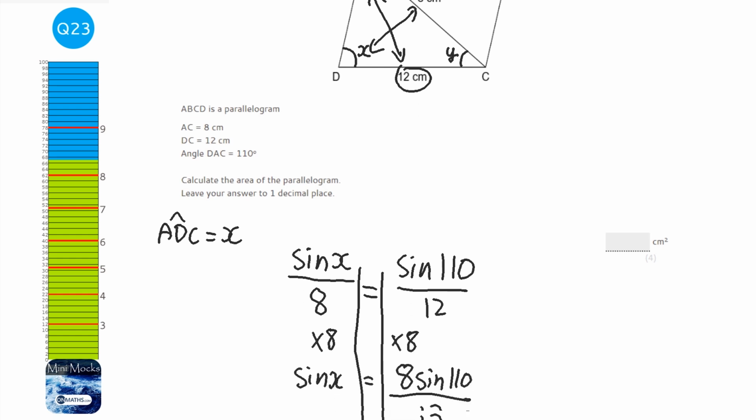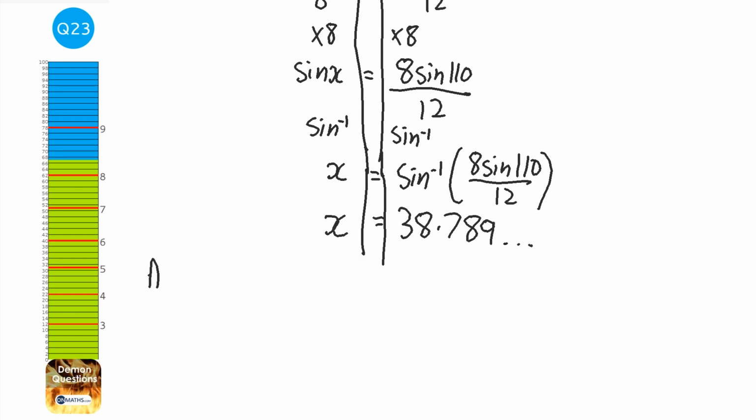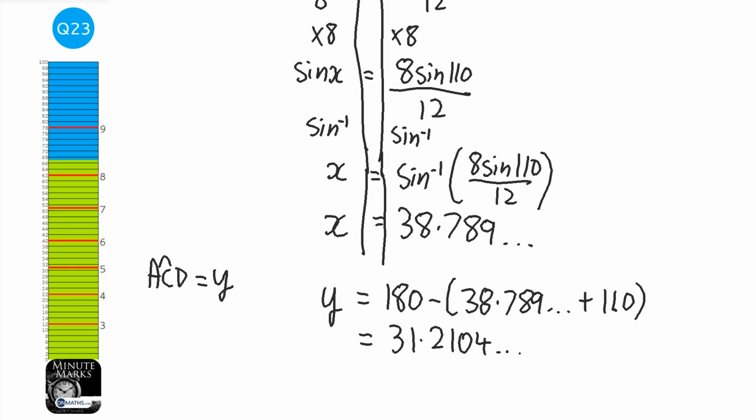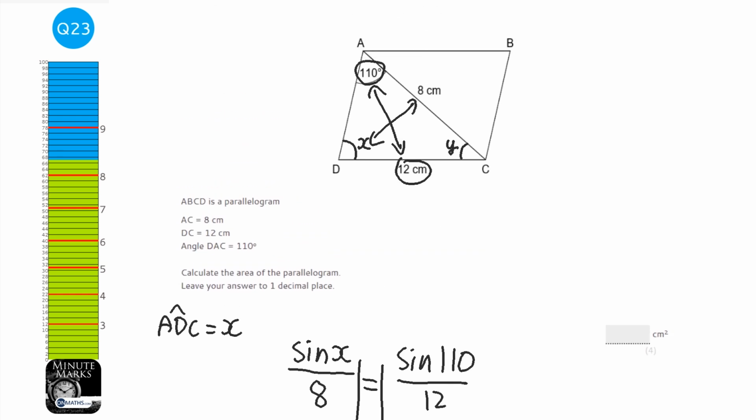So what is this? ACD. So I'm going to tell the examiner that ACD I'm going to call y, just to make it a bit easier. So y equals 180 take away 38.789 blah blah blah plus 110. So I'm going to add 110 to that, then I'm going to type in 180 take away the answer. So that tells me that y is 31.2104 blah blah blah.